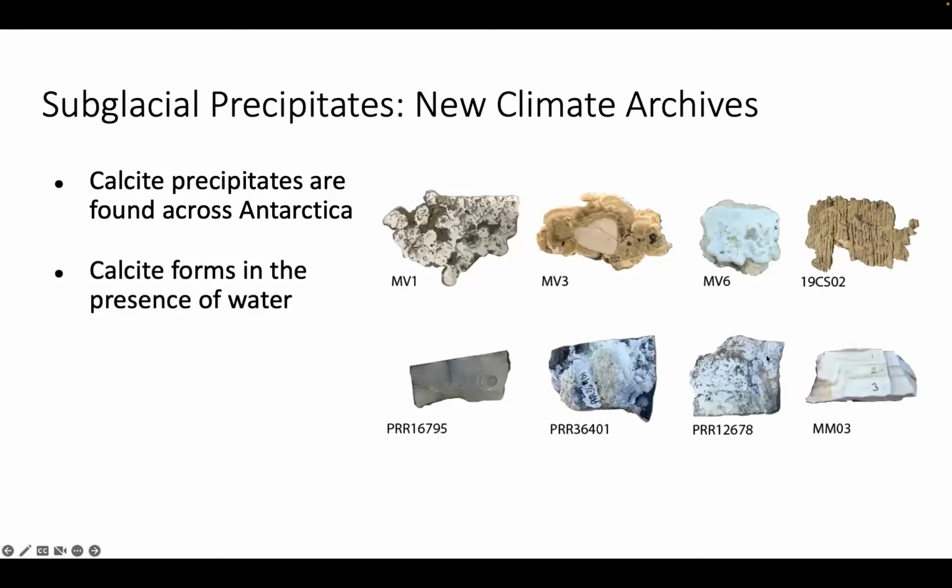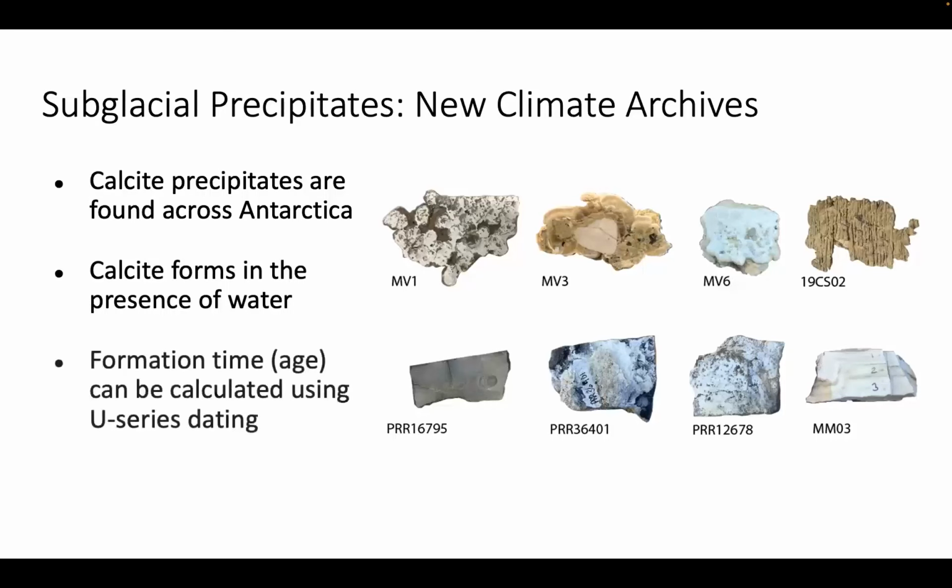The most important thing to note about these precipitates is that they can only form in the presence of water. And so their existence tells us that there has to have been water in the place and time where they formed. And we can measure their ages in our lab using U-series dating. So that's what we've done for this project.